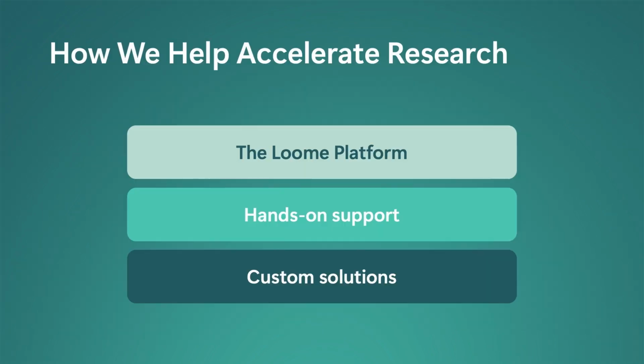So how do we, my particular team, help you with research? We like to say that we help you accelerate research, and we do it in 3 ways. The first one is we have the Loome platform that I'm going to do a demo about. That's the one that I joined BizData to create. We also provide hands-on support. We don't just sell you the platform. We support you with the platform. And that includes working directly with researchers.